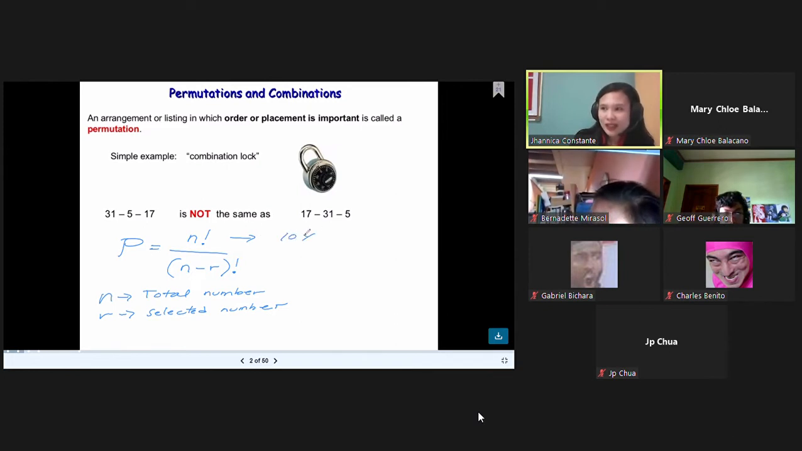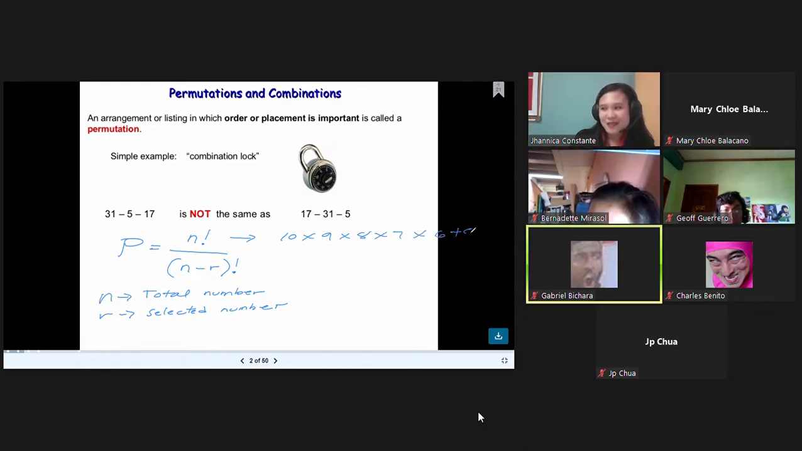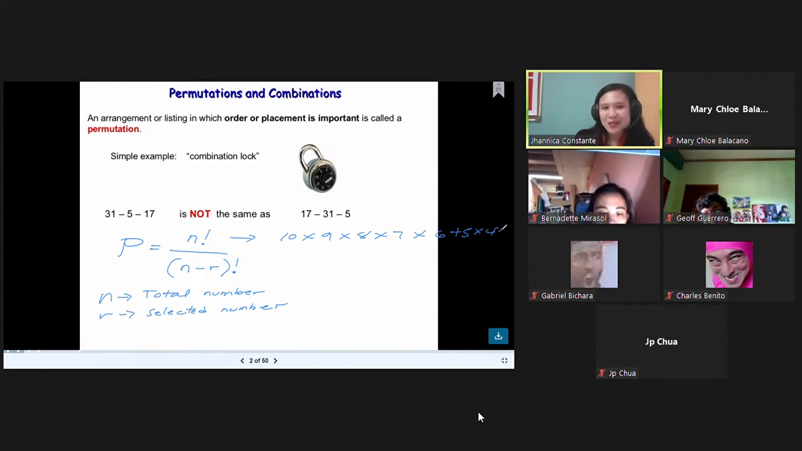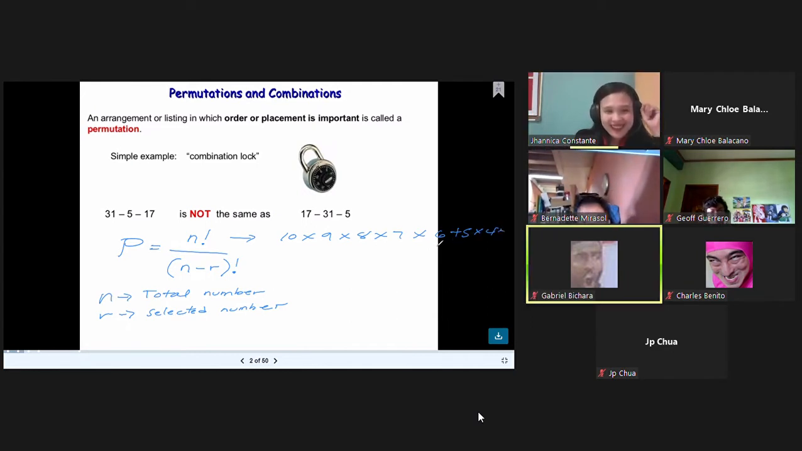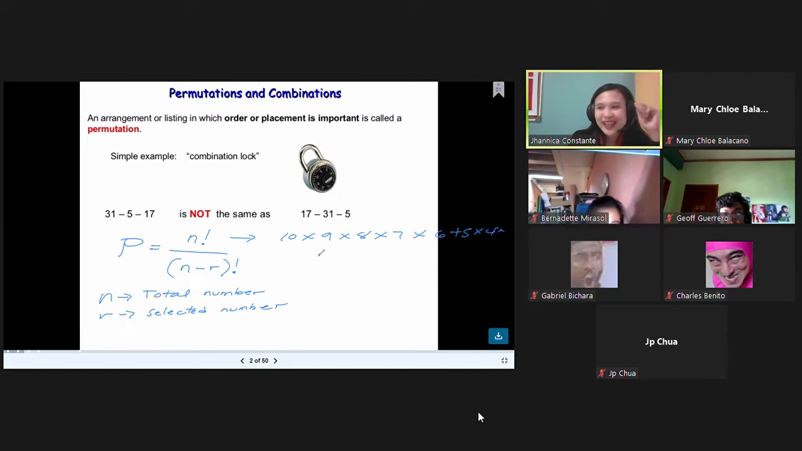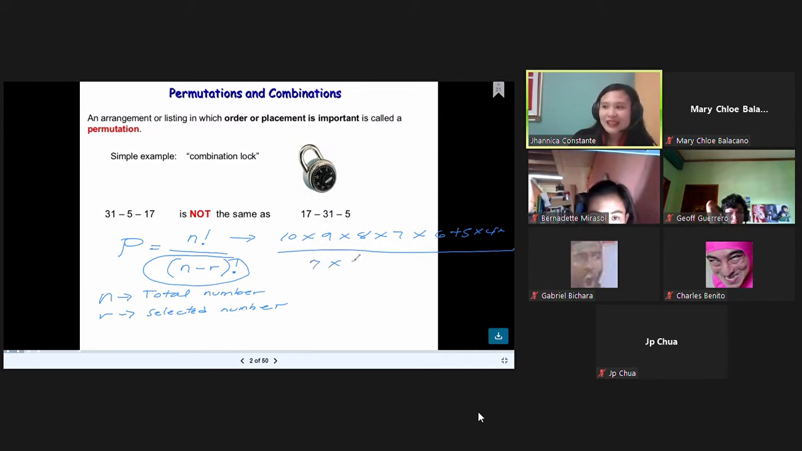We have 10 times 9 times 8 times 7 times 6 times 5 times 4 times 3 times 2 times 1. Okay? Walang scientific calculator. Hanapin ang product starting from 10, kung 10 ang number na given, until 1, divided by the factorial of the difference that we have. So n, kung ang r mo is 3, so 10 minus 3 is 7. So, 7 times 6 times 5 times 4 times 3 times 2 times 1.